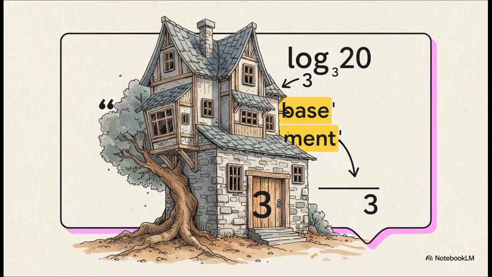So here's a little trick, the mnemonic device, to get this right 100% of the time. Just remember this. The base of the log goes in the basement of the fraction. The basement is the bottom, the denominator. So for log base 3 of 20, the log of 3 goes in the basement. It sounds a little silly, I know, but trust me, you will never, ever forget it.